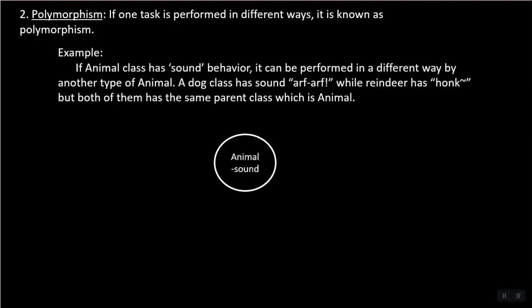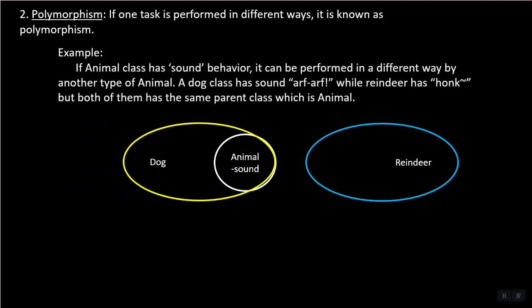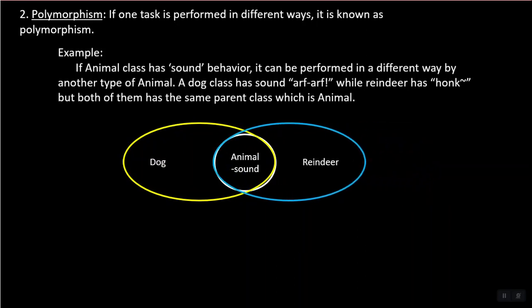So let's say we have the animal class, which has a sound behavior, a dog class, and a reindeer. And then dog class inherits animal, and then reindeer also inherits animal. So this dog and reindeer class has sound behavior, but when dog uses this sound behavior, it produces arp arp, while the reindeer produces honk sound. So this is polymorphism. If one task is performed in different ways, it is known as polymorphism.